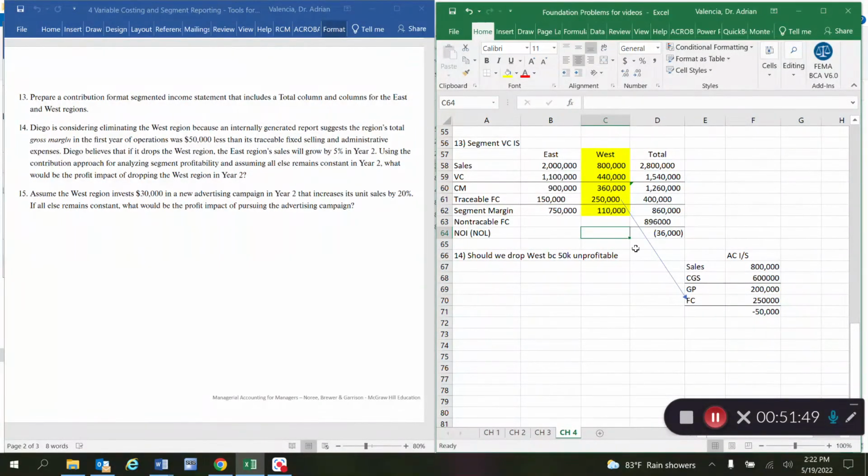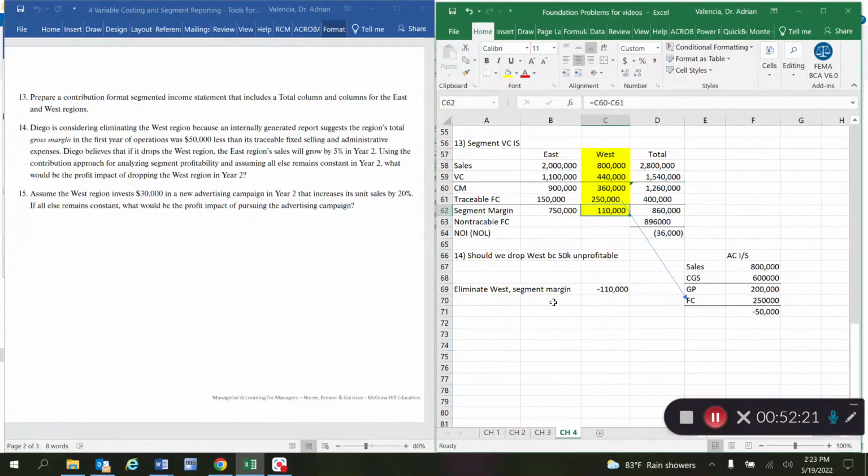So let's do the analysis here. If we eliminate the West, the segment margin that we lose is 110,000. So I'm going to represent that as a negative here. There are different ways to illustrate this, but this is one way. If I eliminate the West, my segment margin will go down by $110,000.